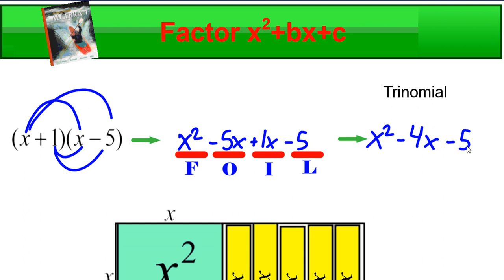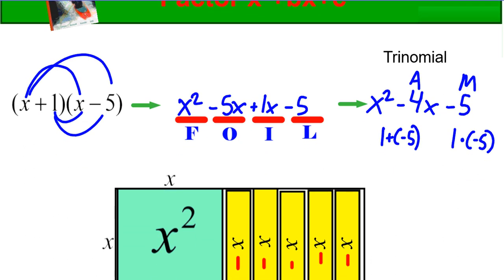Again, why is this my answer? Because the negative 5 is formed from the multiplication of 1 times negative 5. The negative 4 is formed from the addition, 1 plus negative 5, which are the two values in my binomial. So you can kind of see how this game is going to be played.